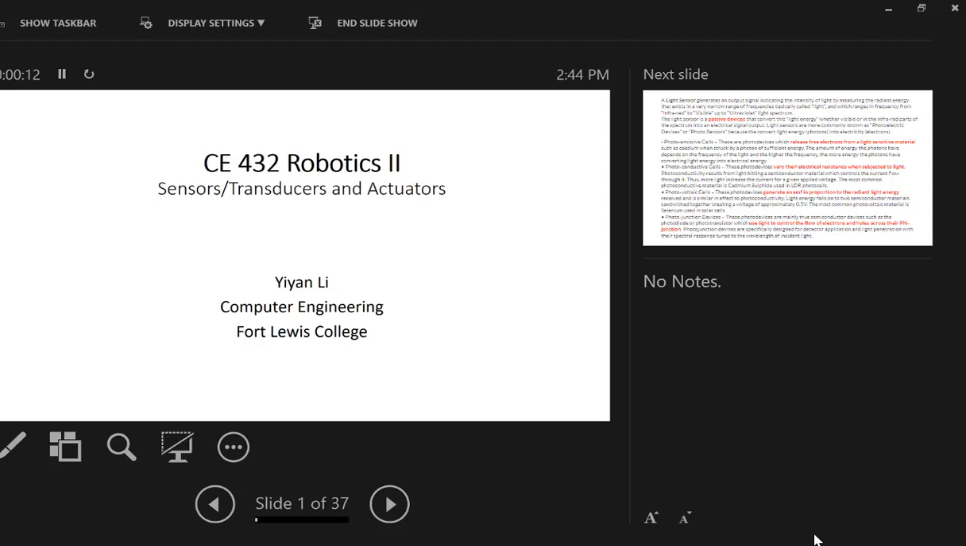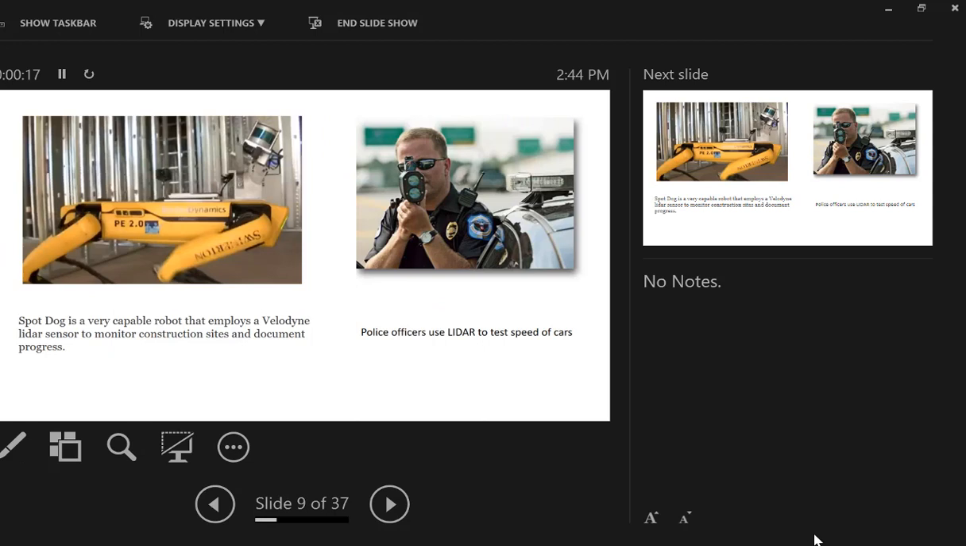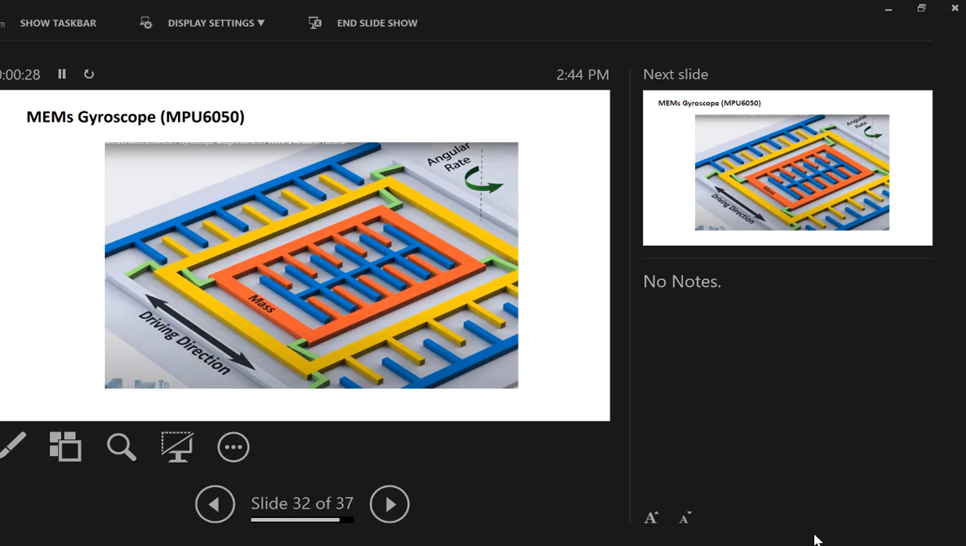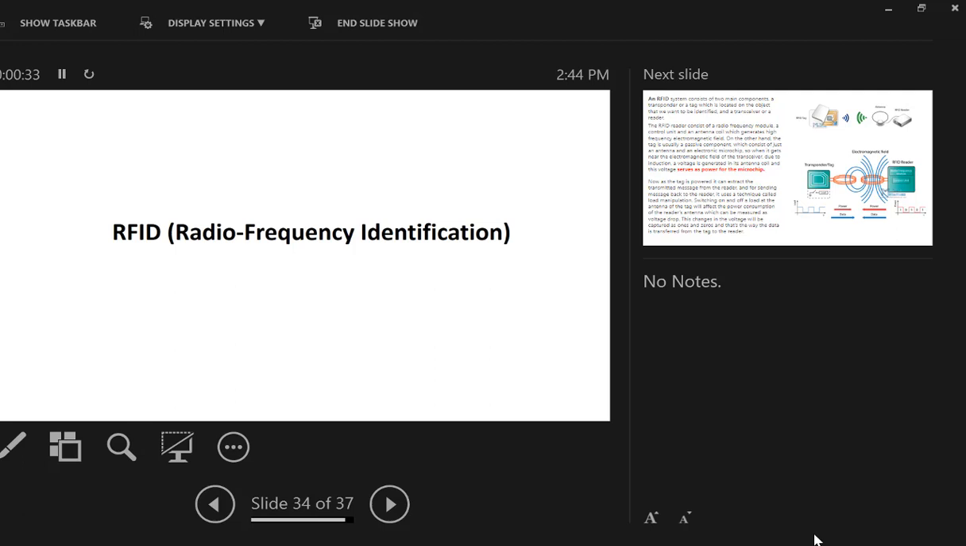All right, so let's continue working on this one. Here, RFID. I think this will be the last lecture we're going to cover on all these sensors and actuators in any type of applications, interfaced with microcontrollers, any computer boards, and all these things.